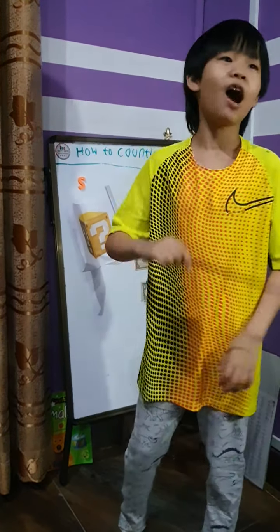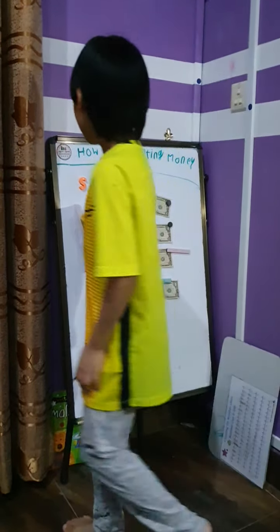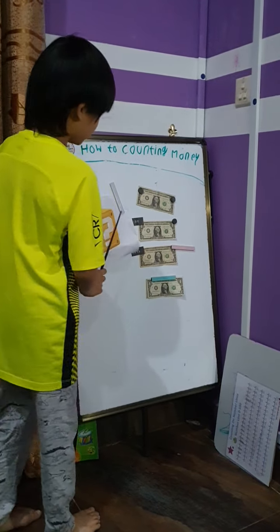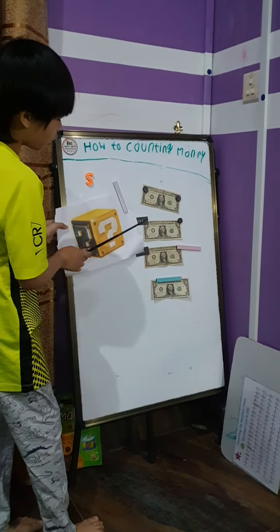Today I'm going to teach you how to count money. So let's start with the first one. This toy lucky block costs $4.